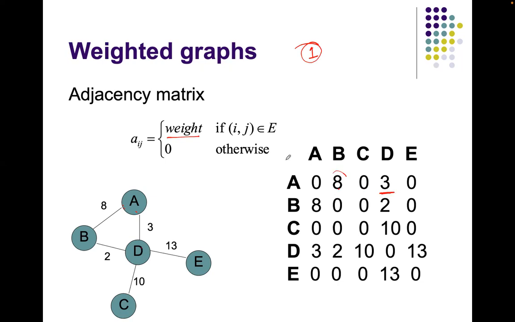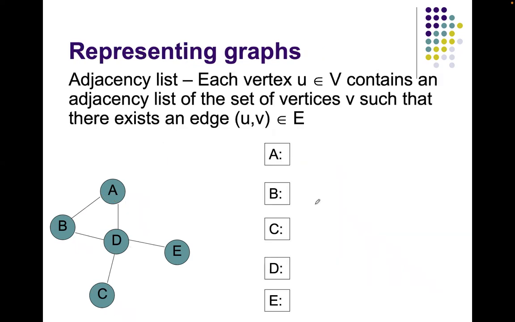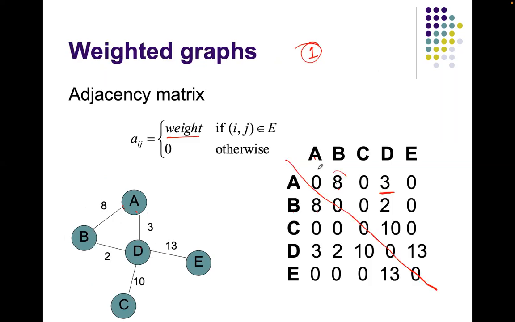Here also, if you look at this matrix, you can see that it is going to be a symmetric matrix. Symmetric, because although we have weights, this is an undirected graph. So the weight between A and B is the same as the weight between B and A. So this is one way to represent a graph.